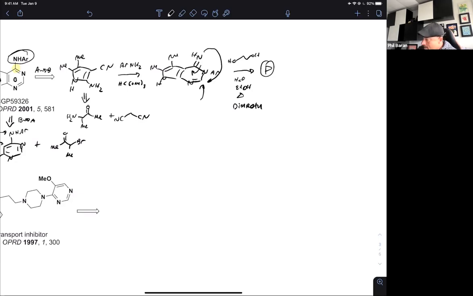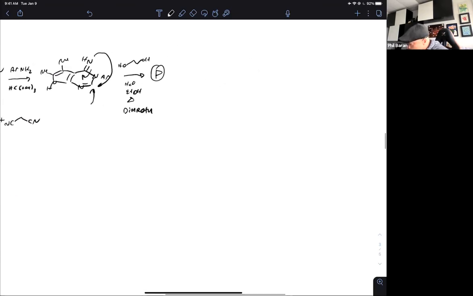I want to mention a modern method that might be extremely useful to you and all of the listeners out there that takes advantage of this kind of Dimroth logic. And it is a paper that was published in Org Lett back in 2009.